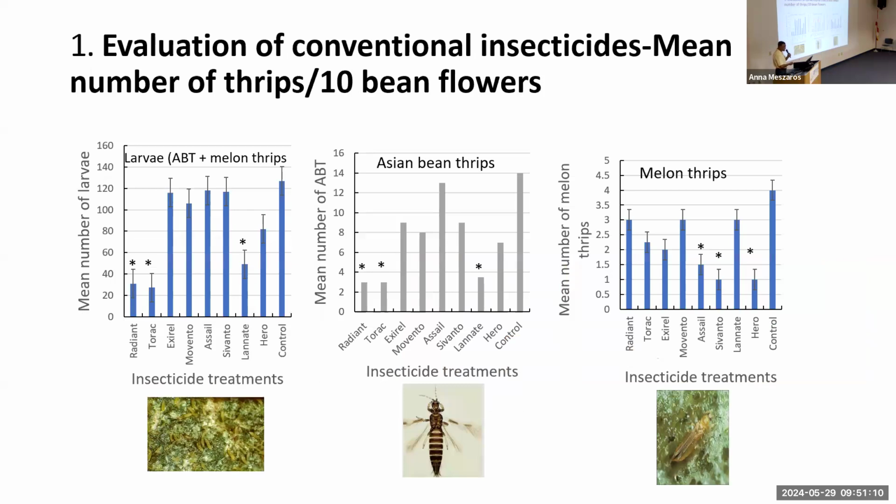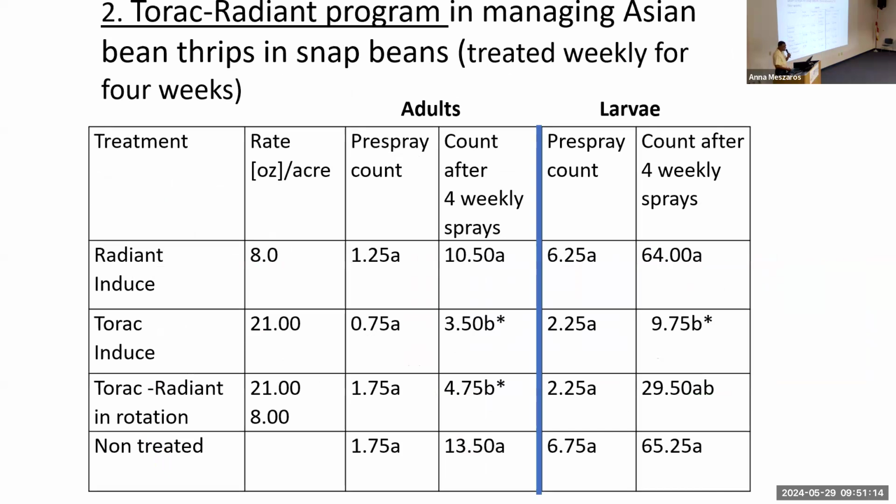Here, these slides together. I will not read this. I already talked about them. This is our Radiant and Torac program. Our treatments are Radiant by itself, Torac by itself, and Torac and Radiant in rotation. All those treatments are used on a weekly basis.